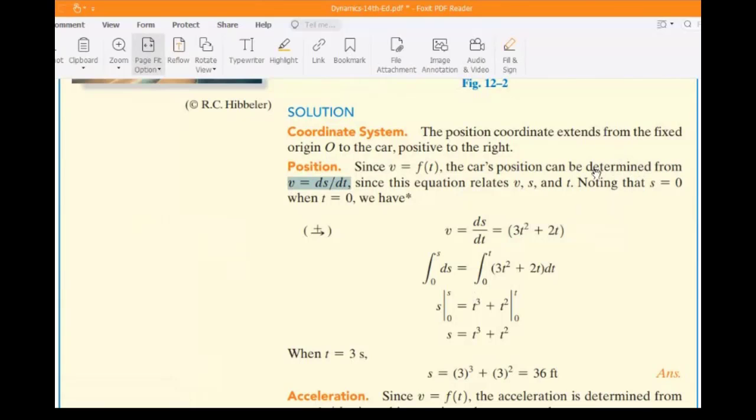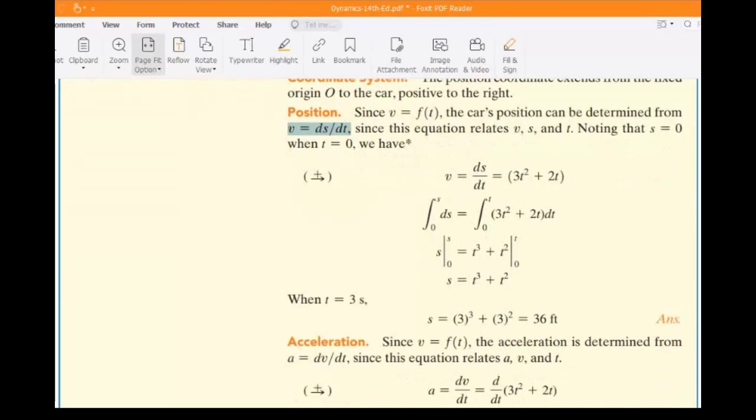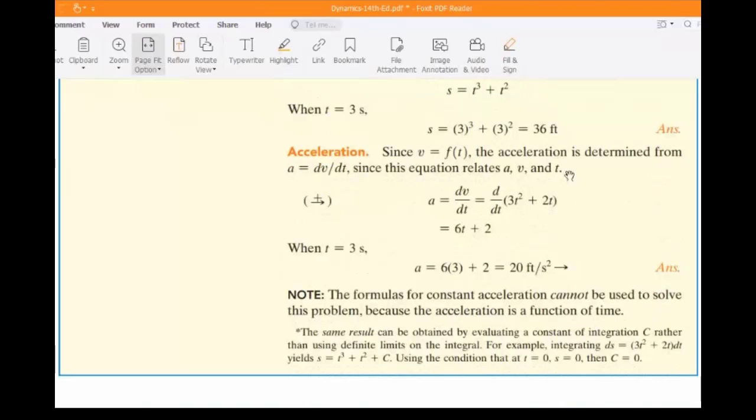So here you see, they are also saying that if it is a function of t, then we can find it out with this. Since the equation is in s and t, noting that s equals 0 and t equals 0, we have v equals ds by dt, equal to this v. So ds equals v multiplied by dt. Then we do the integration. We have already talked about it. And when t equals 3, s equals 36 feet. If it is given in meters, you will write meters. That's not an issue, right?